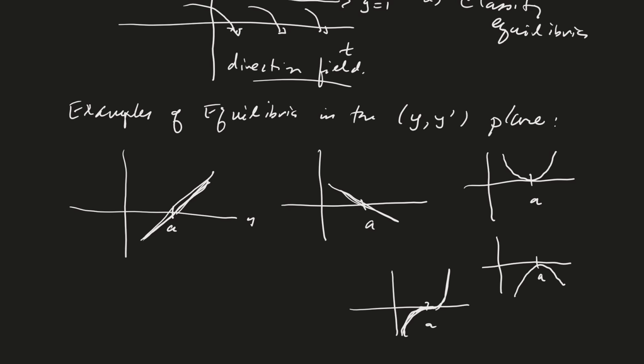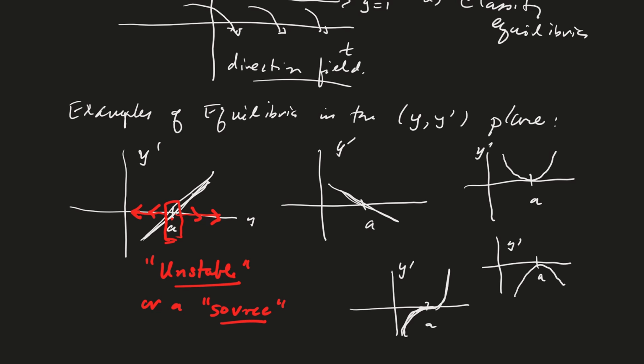Well, here's a hint. These are plotting y prime, by the way. If y prime is positive, that means you're increasing, your y value is increasing. So it's nice to be able to put arrows that are increasing, and then these arrows are decreasing. And so you can probably tell right away, right? In this case, solutions are moving away from the equilibrium, and so this equilibrium is called unstable or a source. Okay.